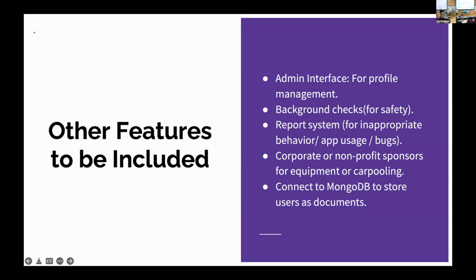Other features that we would want to include in here, obviously, we want some sort of admin profile for ourselves. You can even add in background checks using things like ID.me to verify providers. Reporting system for abuse. Obviously, there's going to be a whole lot of abuse when you're talking about connecting two individuals together. So we need to be able to report these kinds of things, and connecting people even to corporate and non-profit sponsors to help with mass amounts of resources.